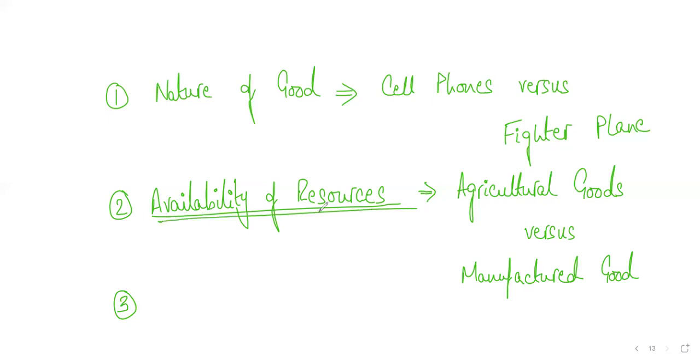So availability of resources. In Pakistan's case, we have more resources to produce agricultural goods, so their supply will be relatively elastic, but we don't have much resources to produce manufactured goods, so their supply will be less elastic or inelastic, as we simply say. And in other countries, like developed countries, where there's more technology, manufactured goods will have more supply and agricultural goods will have less supply. Is that making sense, students? Anything that's not clear, anything you want to ask me?